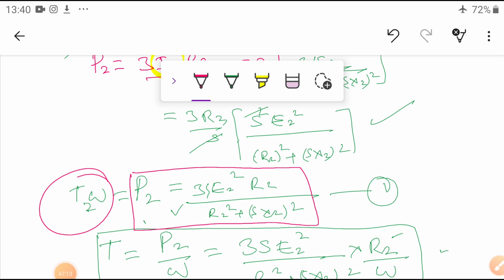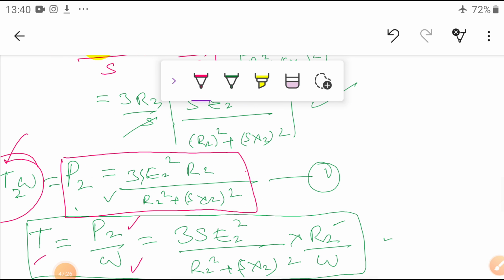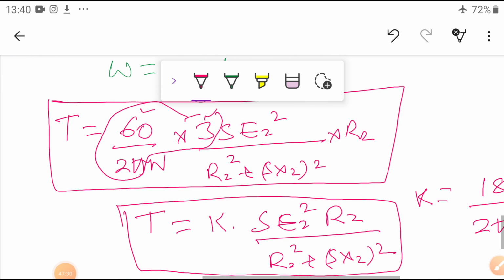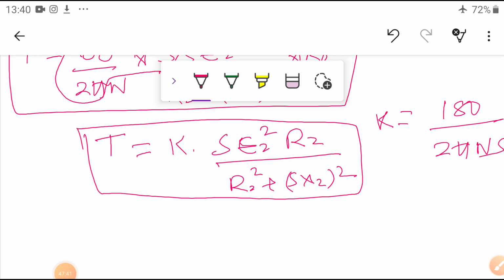P2 is omega into torque. I want the torque, as we saw initially. So I can write torque is equal to P2 by omega. What is P2? I substituted from this value. Finally, this is the equation: T is equal to K into slip times E2 square R2 by R2 square plus (S X2) square. This is the torque under running condition of the rotor. This is the derivation of the torque equation in rotors.